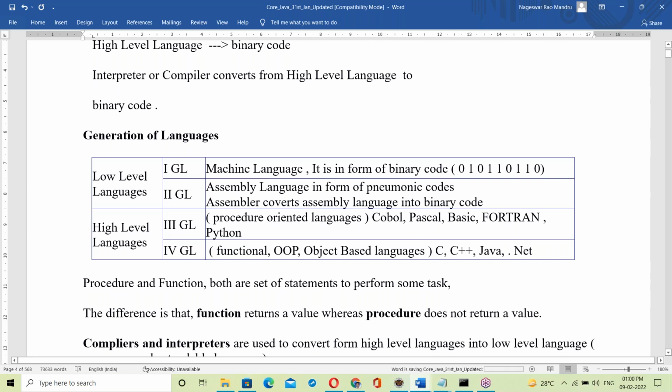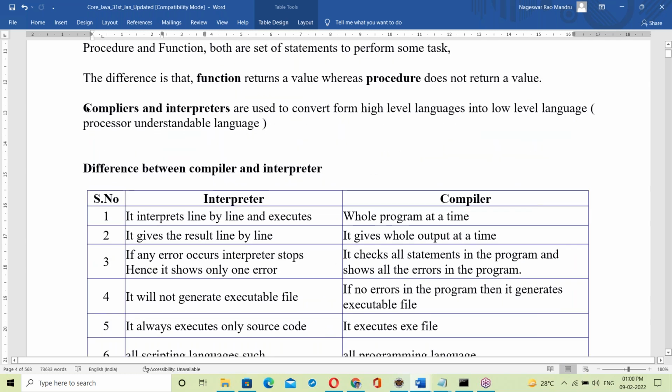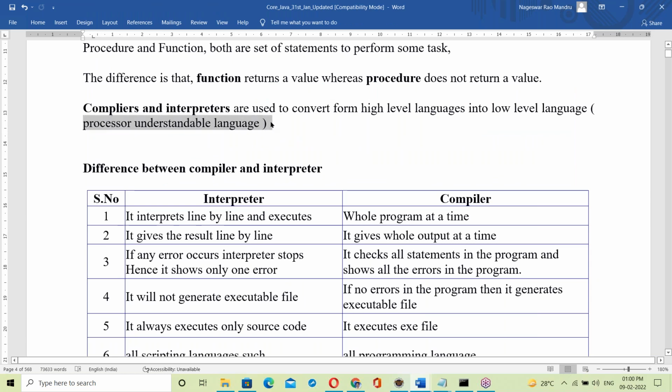Next, different generations. First and second generation are low level language. Third and fourth are high level language. Generation of computers and generation of languages are different. Compilers and interpreters are used to convert from high level language to binary code, the system understandable language.